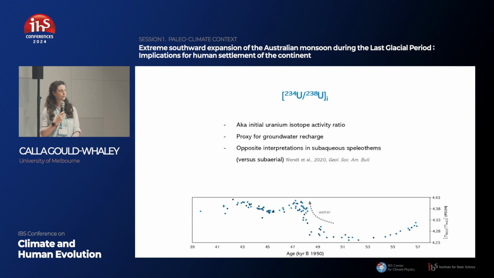When it comes to initial uranium isotope activity ratios, they can be considered a proxy for groundwater recharge, but their interpretation in subaqueous speleothems is opposite to the traditional interpretation in stalagmites or subaerial speleothems. And Kathleen Wendt et al. in 2020 published a really interesting article on this if you want to read more about that discussion.